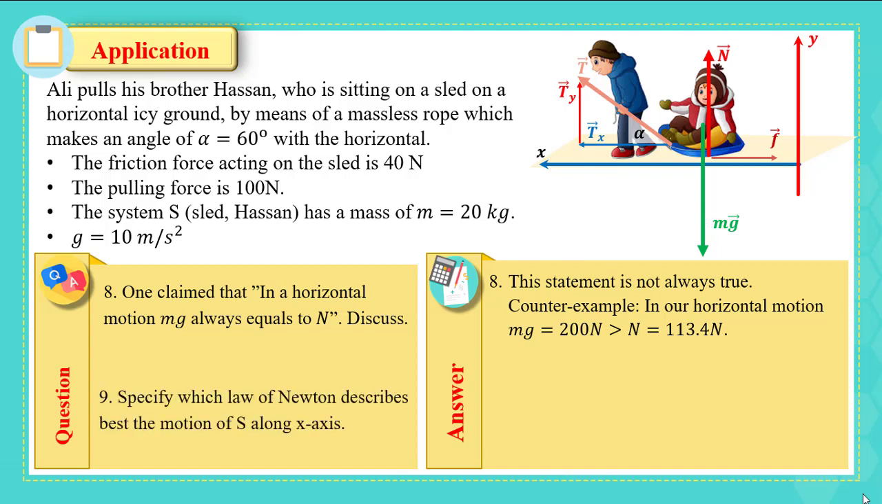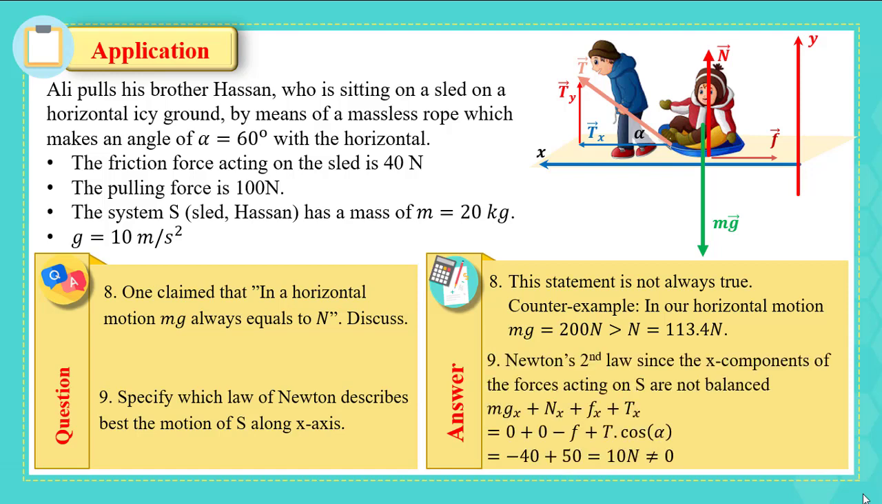Specify which law of Newton describes best the motion of S along x-axis. It is Newton's second law, since the x components of the forces acting on S are not balanced. Like that, mgx plus Nx plus Fx plus Tx equals 0 plus 0 minus F friction plus T cosine alpha, and writing their values, it is 10 newtons and not 0.